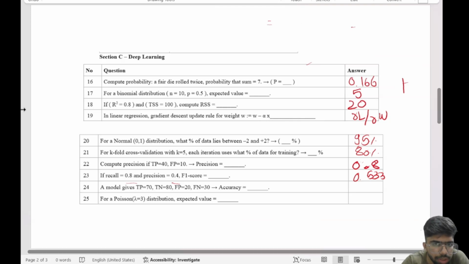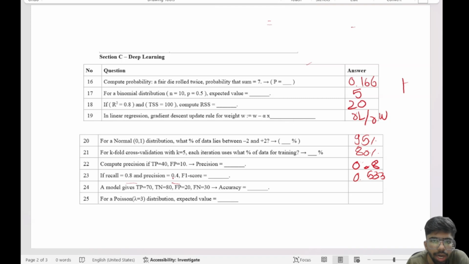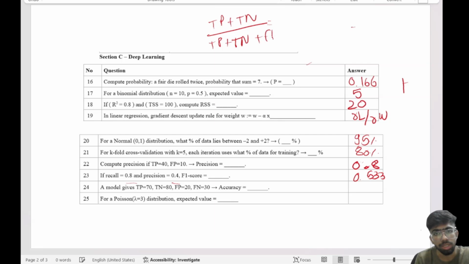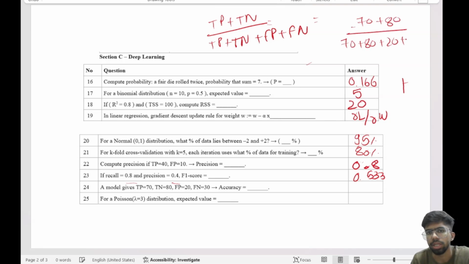The next question gives us a model with true positive equal to 70, true negative equal to 80, false positive equal to 20, and false negative equal to 30. We have to find the accuracy. The formula for accuracy is true positive plus true negative divided by true positive plus true negative plus false positive plus false negative. We are given all the values: 70 plus 80 divided by 70 plus 80 plus 20 plus 30. We get 150 by 200, which is 0.75. So our accuracy is 0.75, or 75%.